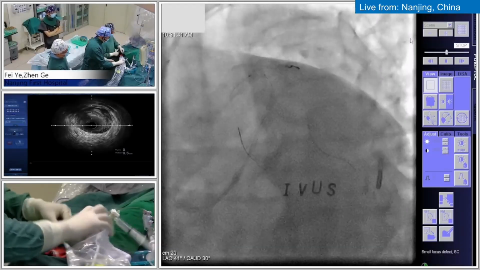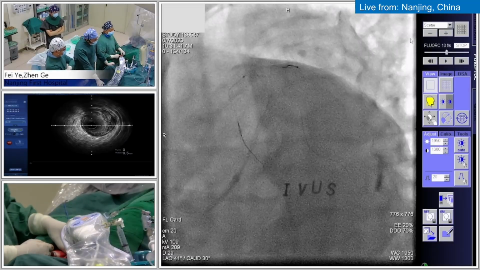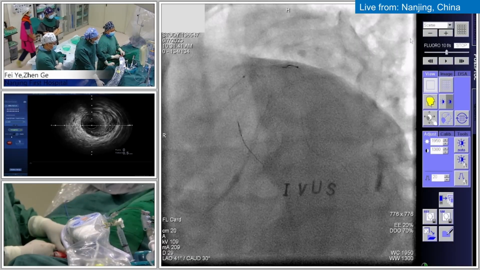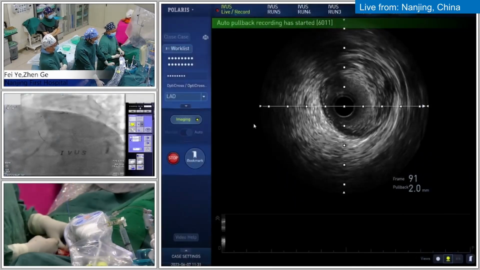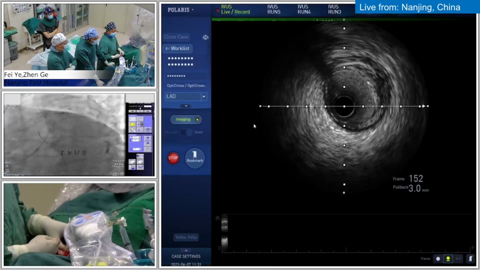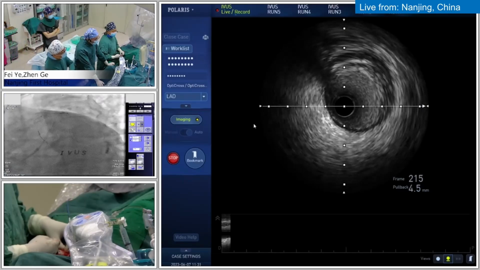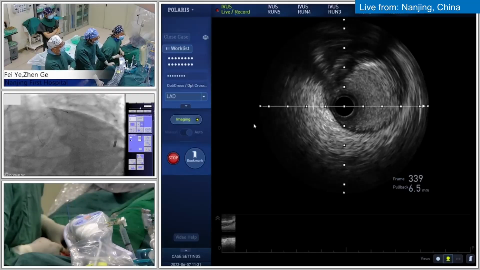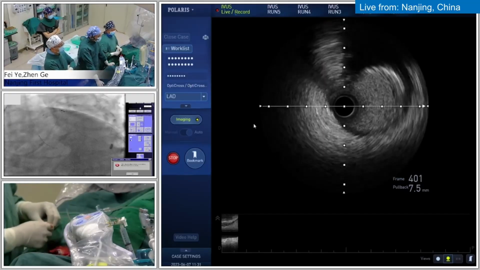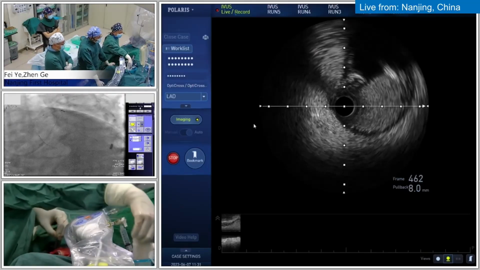Okay, I just want to start from here, the proximal LAD. Yeah, I will pull back. The vessel is about 3.5, about 4. Here we can see a dissection. Yeah, it's larger than the media before, a dissection.